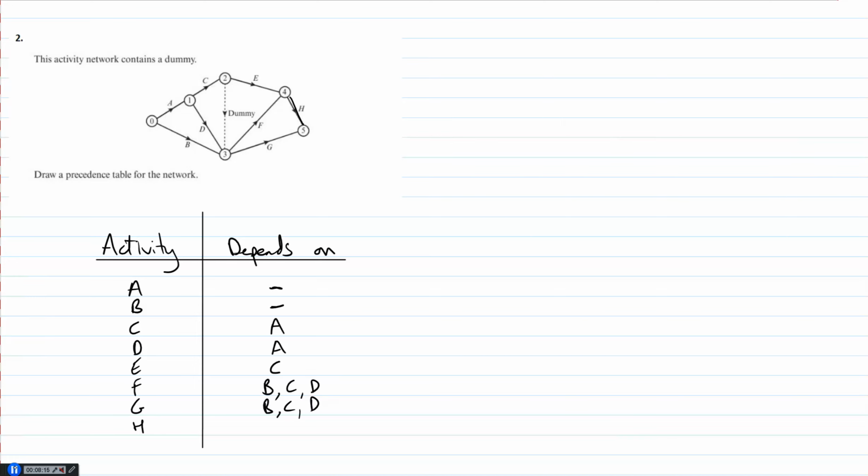And then H is this one. H has got E and F before it, so H requires just E and F. And then obviously H and G are done. H and G, there's nothing after it, they're not used for anything. And that's how we get a precedence table from the network. This is probably a little bit easier than drawing the network because it's quite easy to see what's going on.